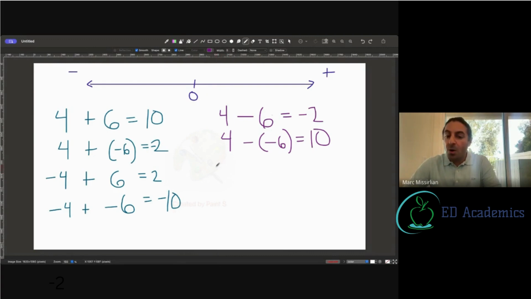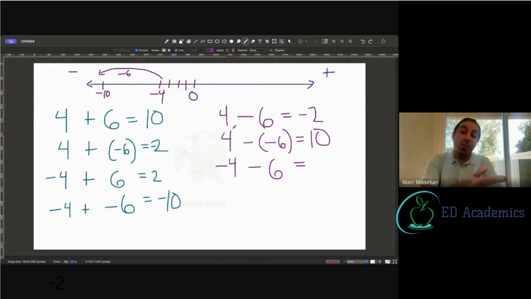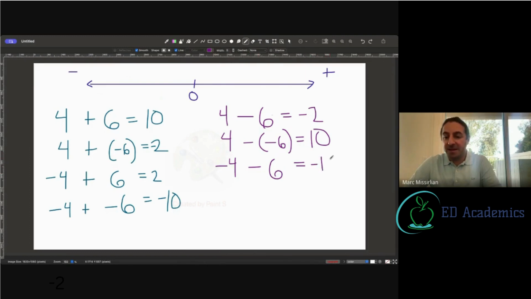Okay, almost there. What about -4 minus 6? Ooh, all right. Again, we start at -4. 1, 2, 3, 4. And since we're going to be subtracting 6, we're going to be going left 6 steps. And if we start at -4 and we subtract 6, we actually end up at -10 because we're going left more when we're already in the negative. Subtraction and addition are directions more than anything. So we say -4 minus 6 is -10.